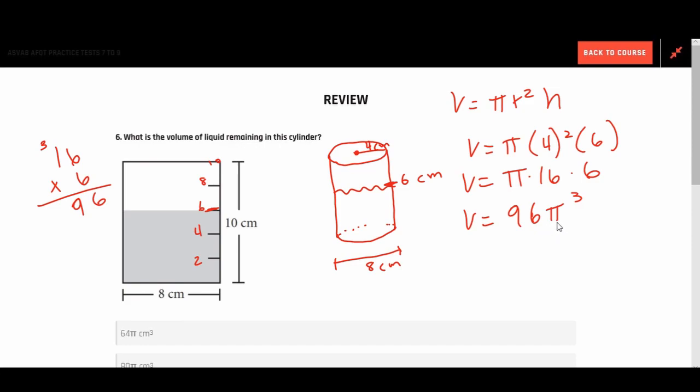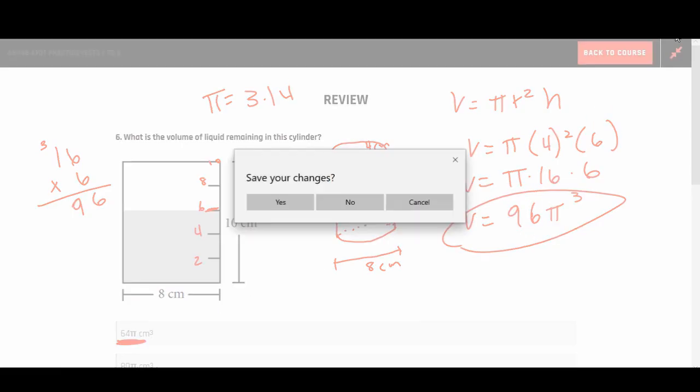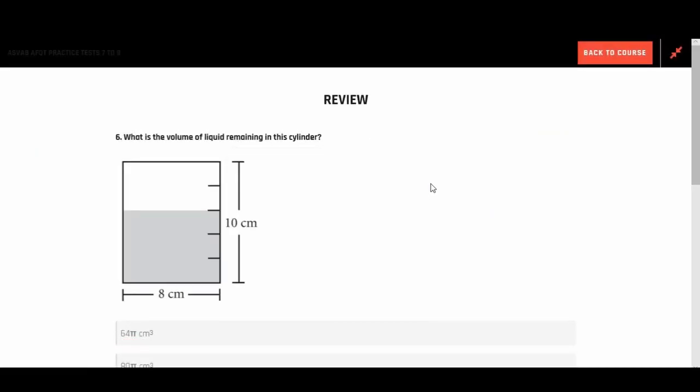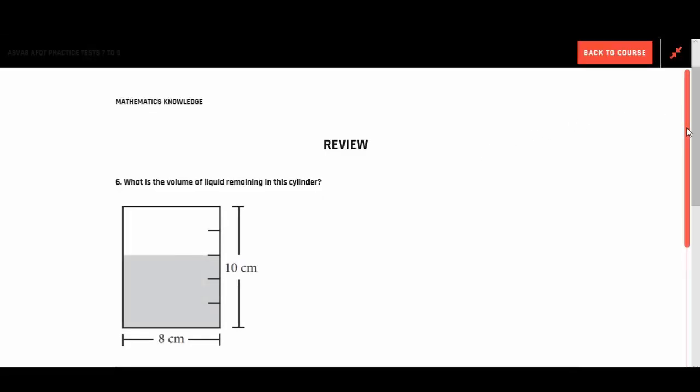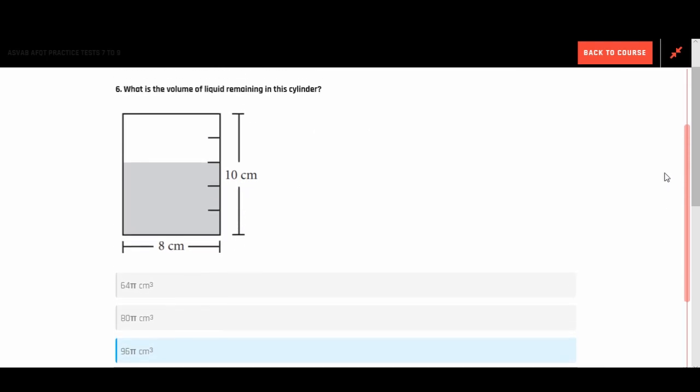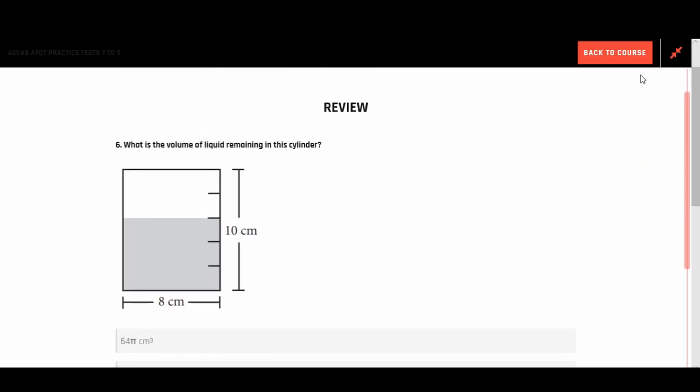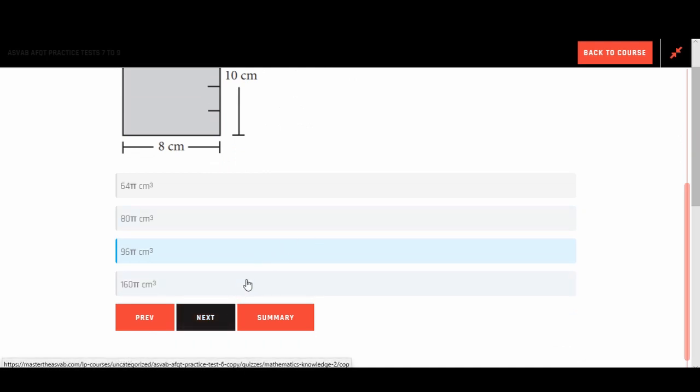Normally, you would have to work this out by multiplying by pi, in which case you'd let pi be 3.14. But if you look at the answer choices, you can see that they didn't make you do that. They just made you get to this point. So the answer to this one is 96 pi cubed. And we do cubed because we're looking for the volume. If it was area, it would be squared. So that's that one.